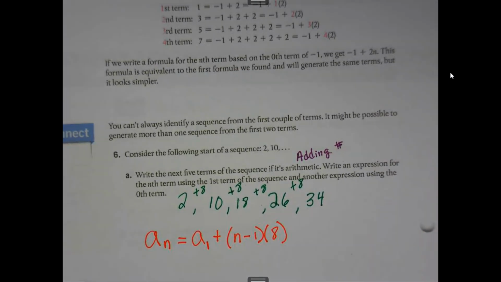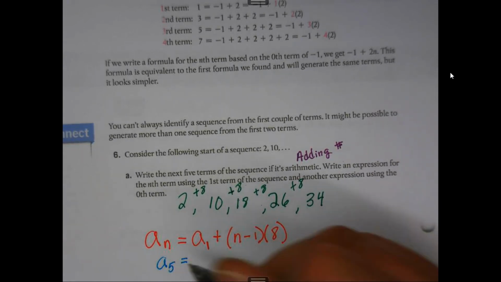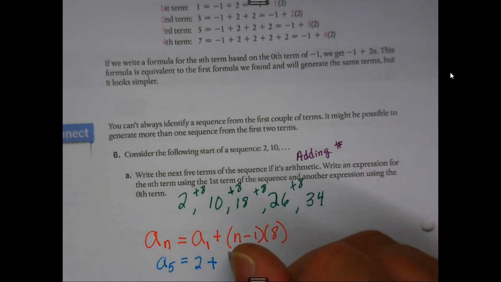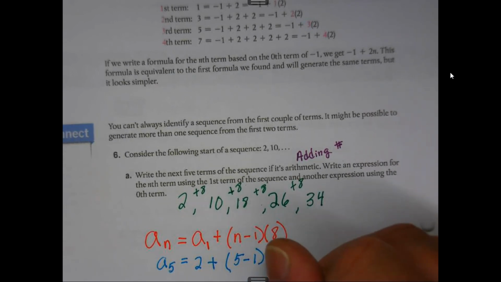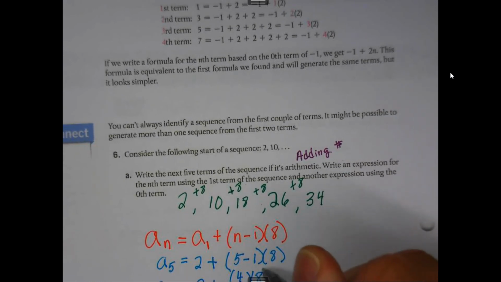Okay, so we have the 5th term here, it's 34. Let's see if that works. Let's figure a sub 5: the first term, 2, plus my n is 5, 5 minus 1 times 8. So the 5th term is going to equal 2 plus 4 times 8, which equals 2 plus 32, which equals 34. Sure enough.